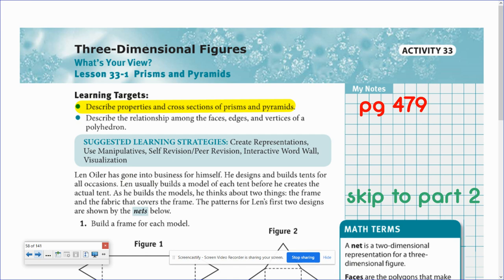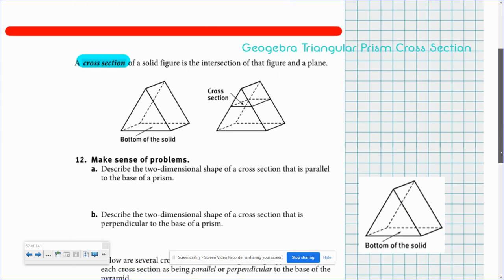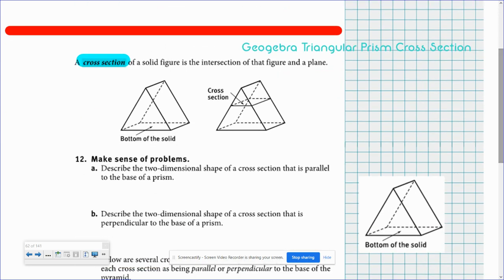Okay, so we're going to describe properties and cross sections of prisms and pyramids. We did the first part of this lesson today in class, so we're actually going to skip to part 2, on page 483, where we start talking about the cross sections of these 3D figures. A cross section of a solid figure is the intersection of that figure and a plane. Essentially what we have is this.